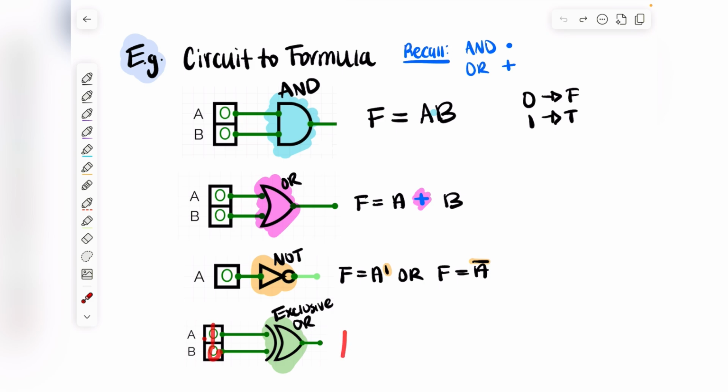So A could be true, but B has to be false, that's going to output true. A could be false and B could be true, that's going to output true. So there's only two cases where it's true. So the formula, the output, is going to be the cases where it's true. So again, that's when A is true and B is false.